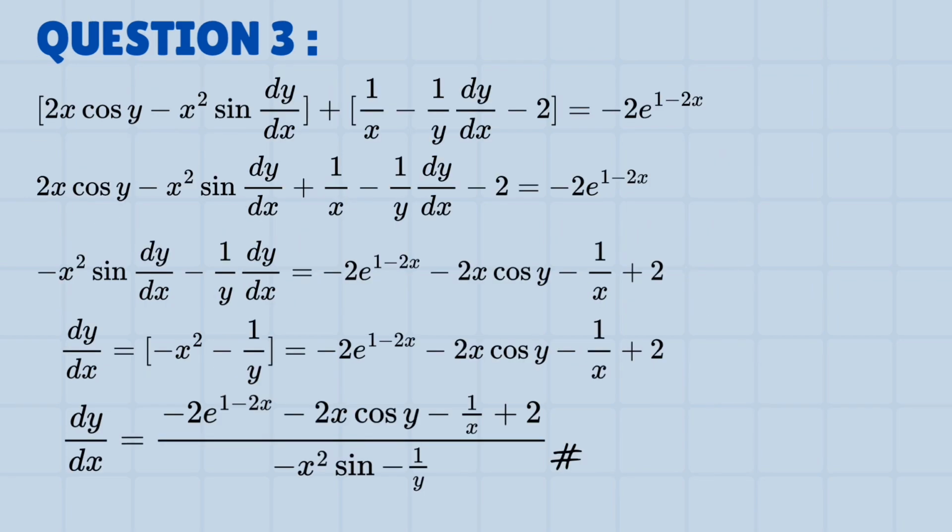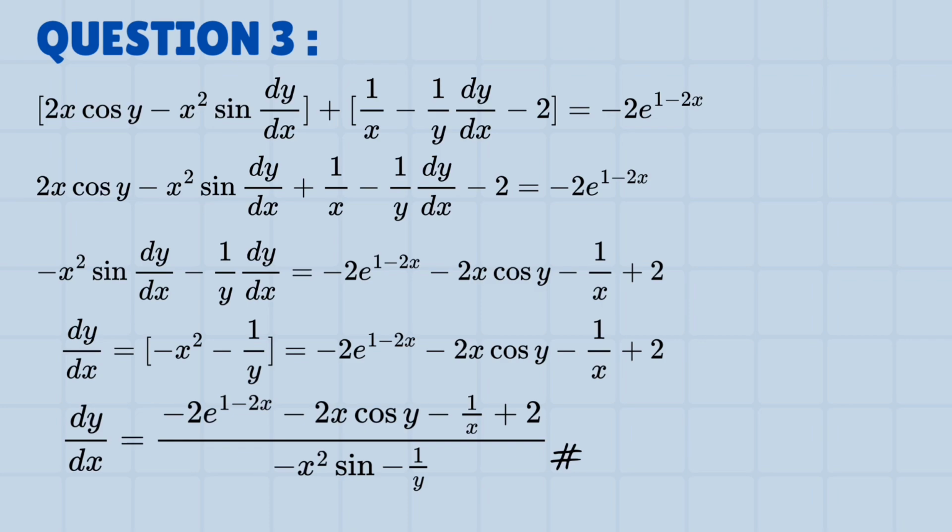Step 3, we combine everything, which is 2x cos y minus x squared sin y times dy/dx plus 1 over x minus 1 over y times dy/dx minus 2 equals negative 2 e to the power of 1 minus 2x. Step 4, we need to group all the dy/dx terms together. So we got negative x squared sin y times dy/dx minus 1 over y times dy/dx. And the rest of the terms, we move to the right side, and so we got negative 2 e to the power of 1 minus 2x minus 2x cos y minus 1 over x plus 2.